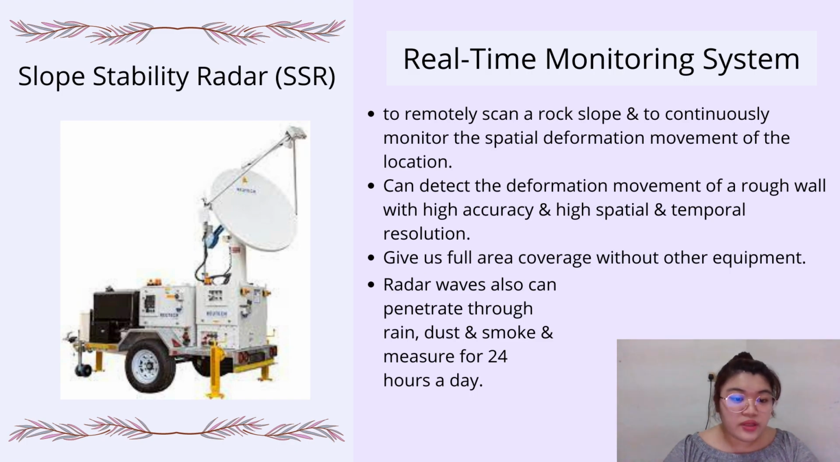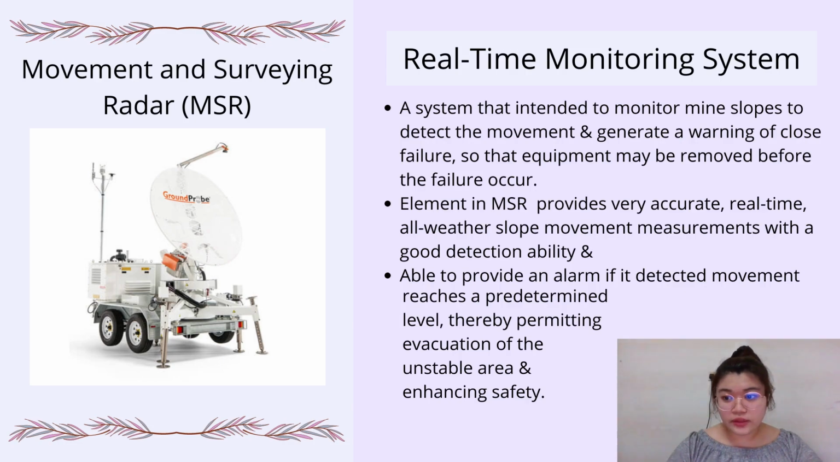Its radar wave can penetrate through rain, dust, and smoke. Movement and Surveying Radar (MSR) is a system intended to monitor mine slopes to detect movement and generate a warning of close failure so that equipment may be removed before failure occurs. The MSR provides very accurate, real-time, and all-weather slope movement measurement with good detection ability, and it is able to provide an alarm if it detects movement reaching predetermined levels, thereby permitting evacuation of the unstable area and enhancing safety.